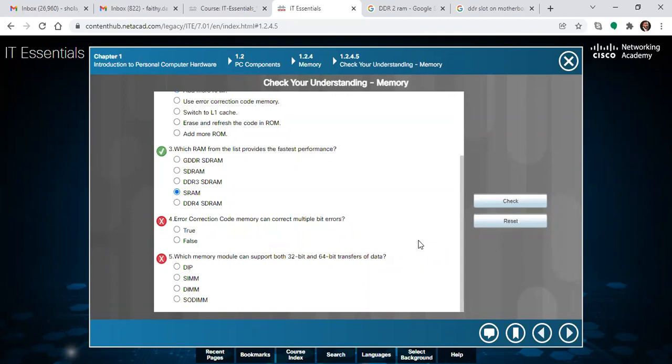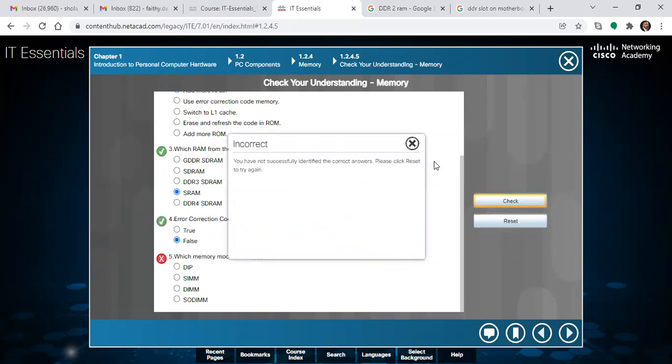Error correction code memory can correct multiple bits of error. It can only correct single bit of error. So it's false. Final answer. False, yes. It can only correct single. So it's false. Correct.